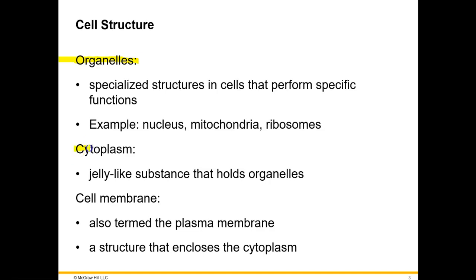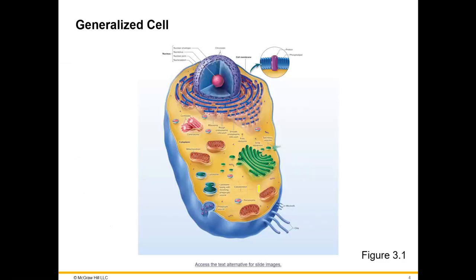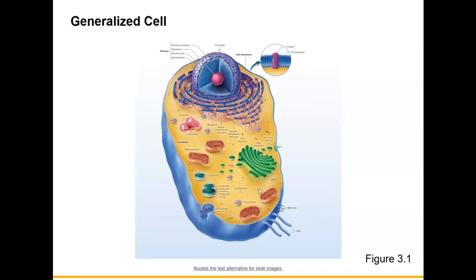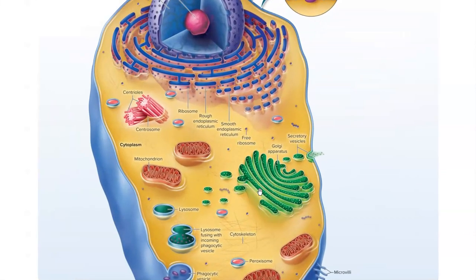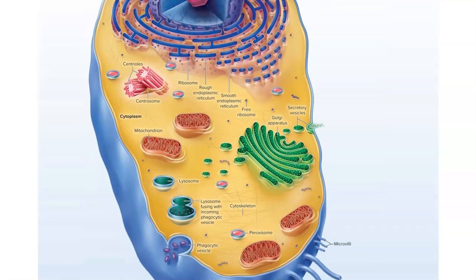The cytoplasm is a jelly-like substance that surrounds the organelles. And then the cell membrane or the plasma membrane. I tend to use plasma membrane, and that's probably because I'm a biology instructor. But the cell is surrounded by the plasma membrane. And this is a picture of a generalized cell, a generalized animal cell. And you can see the different organelles as well as the plasma membrane.